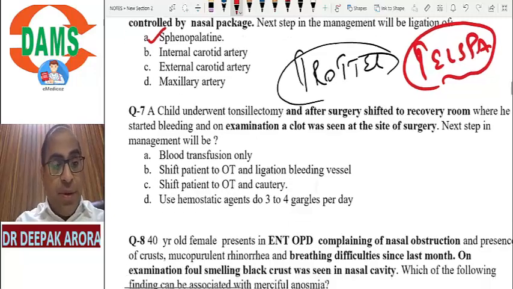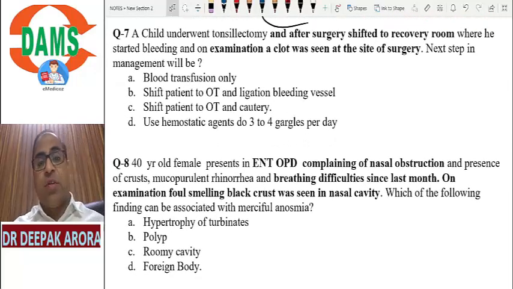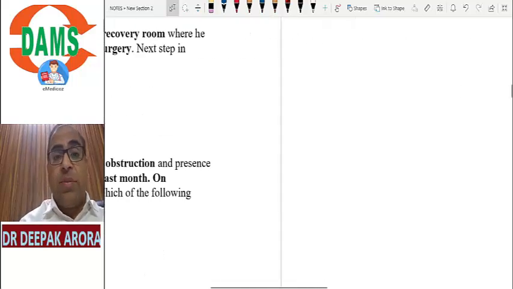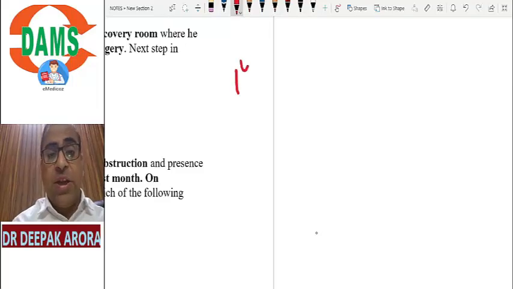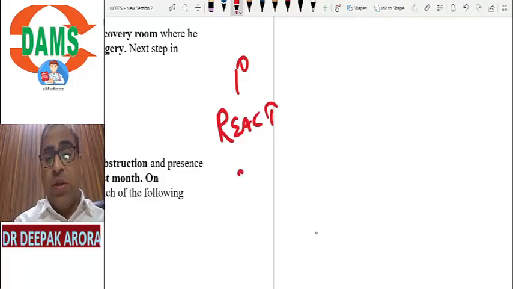Done. Coming to the next one: a child underwent tonsillectomy, after surgery was shifted to the recovery room where he started bleeding. On examination there was a clot. What is the next step? Hemorrhage, bleeding, is one of the most important complications of tonsillectomy. Hemorrhage after tonsillectomy is of three types: primary hemorrhage, reactionary hemorrhage, and secondary hemorrhage.